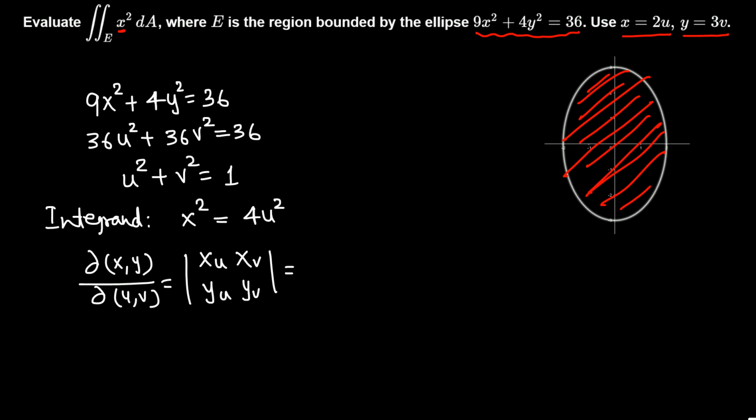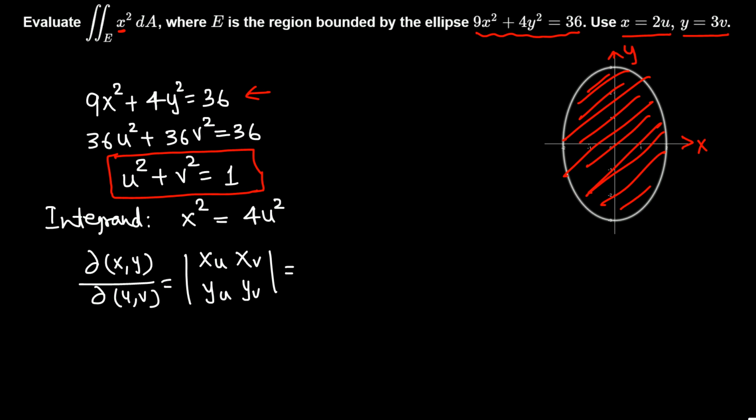9x squared plus 4y squared equals 36. Use x and y from there, then we get this. Simplify, so the new region is bounded by u squared plus v squared equals 1. In fact, this is like x squared plus y squared equals 1. So initially this was on the xy plane.